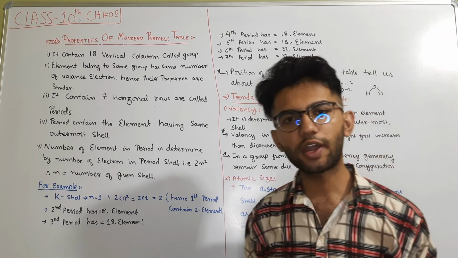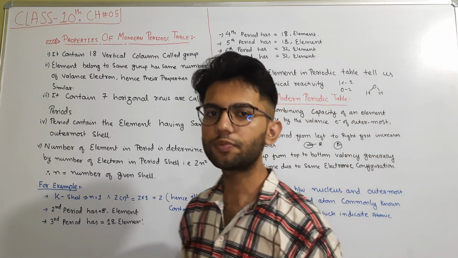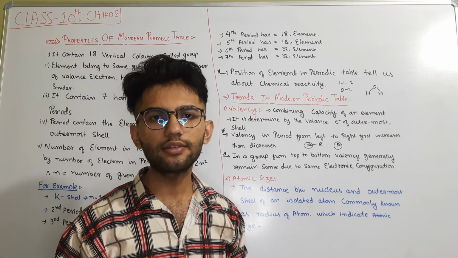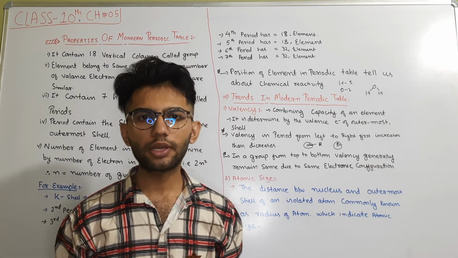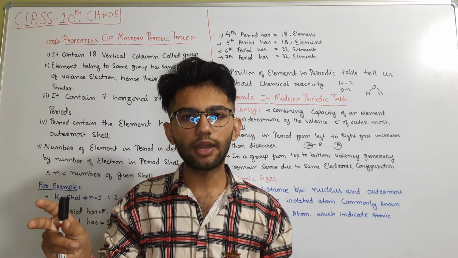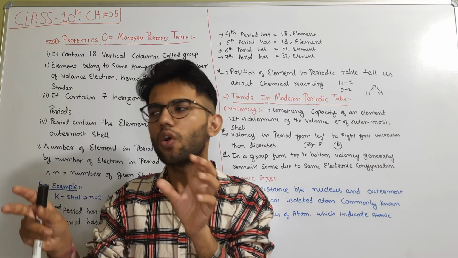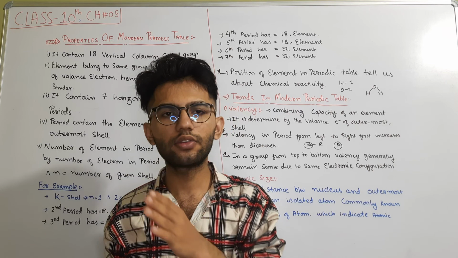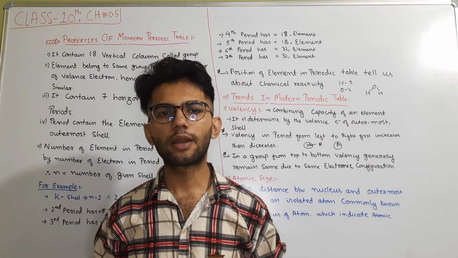As earlier we have defined, the modern periodic table is based on the atomic number. In this arrangement, all the elements are arranged on the basis of the increasing order of atomic number. Suppose an element has atomic number 1, it should be placed in the first position. If another element has atomic number 2, it will be placed in the second position. In this way, the elements are placed in increasing order of atomic number.